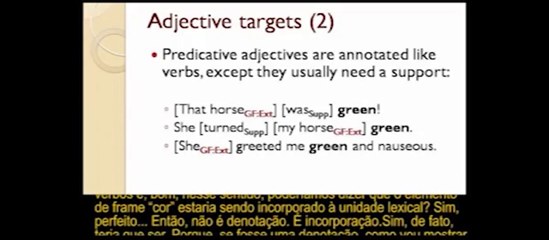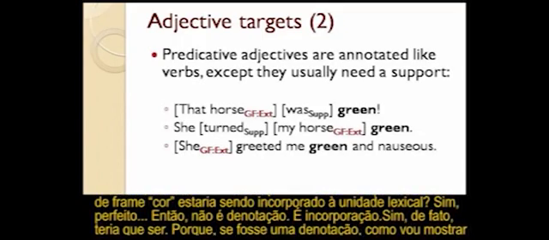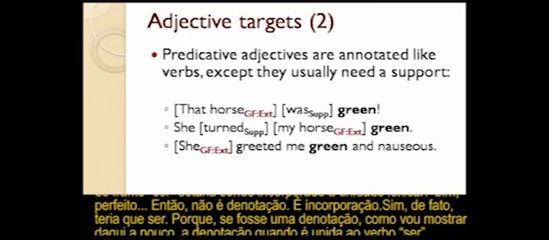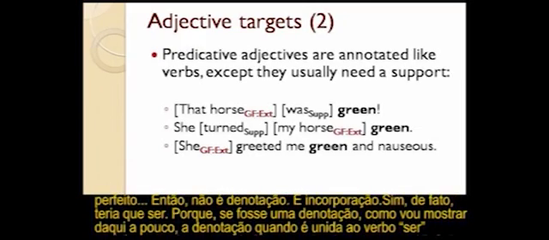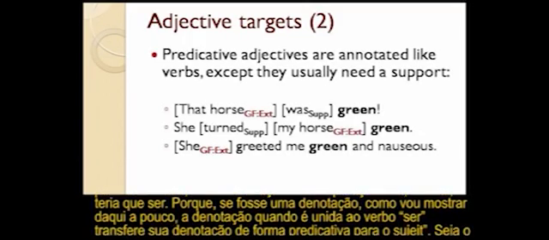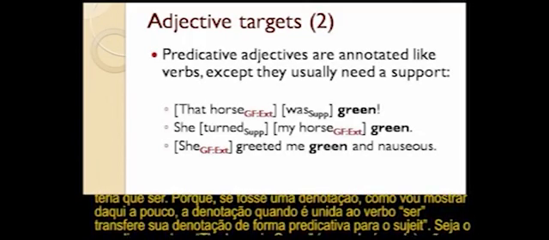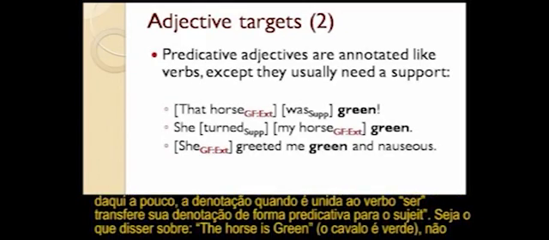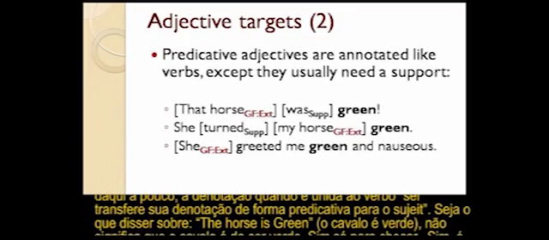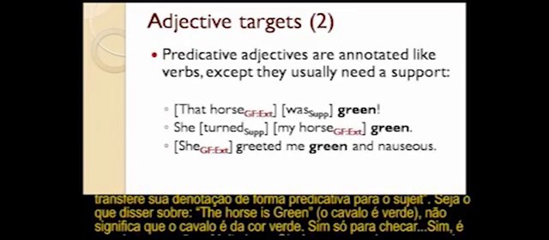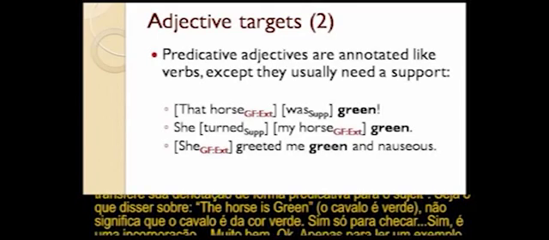Okay, so it's not denotation. It's incorporation. Yes, and in fact it would have to be because if it were denotation, then as I'm going to show in a little while, denotation, when you put it together with the verb to be, transfers its denotation predicatively to the subject. And whatever you can say about the horse is green, you don't mean the horse is the color green. Okay, it's incorporation. Very good.